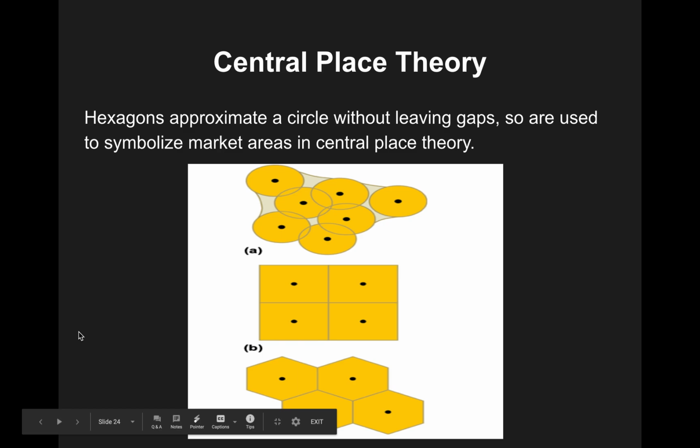Here we look at the hexagon, because again, the hexagon shape has the least overlapping or the least amount of gaps. And what creates these settlement sizes is competition. So competition will draw the line of where the range and the threshold is.